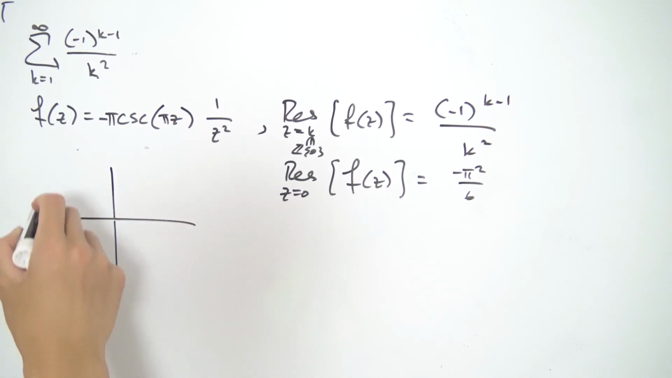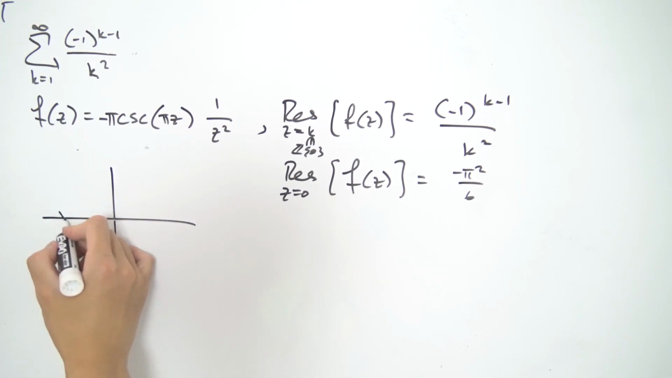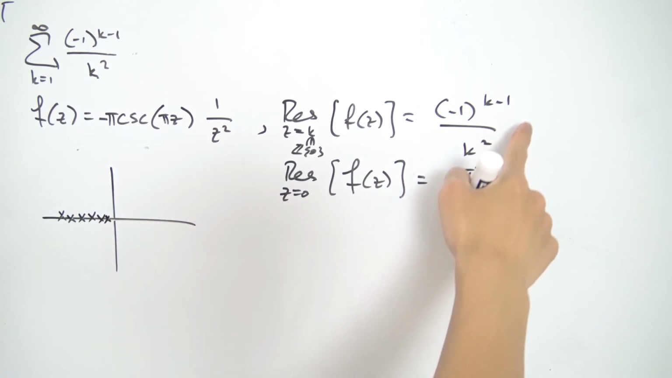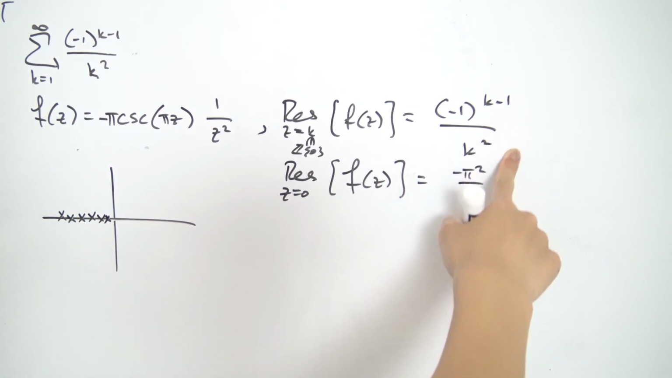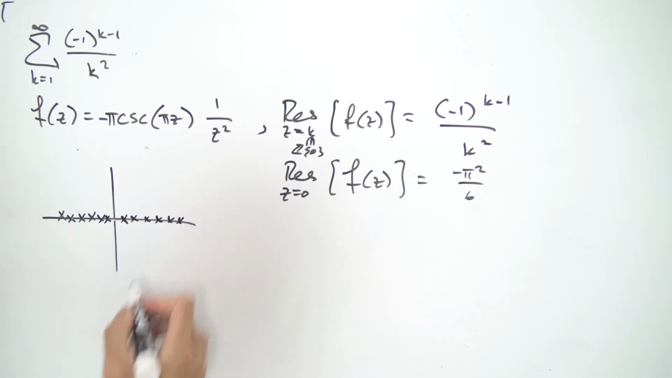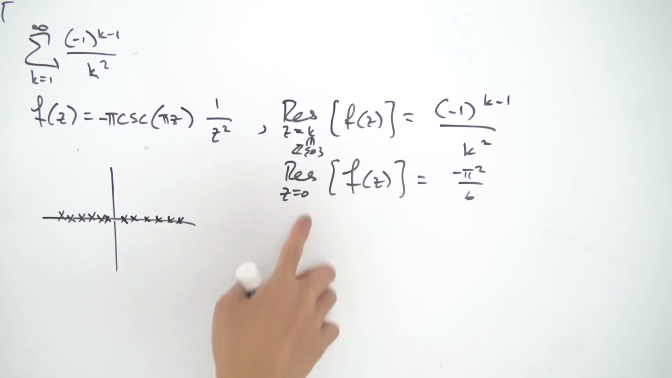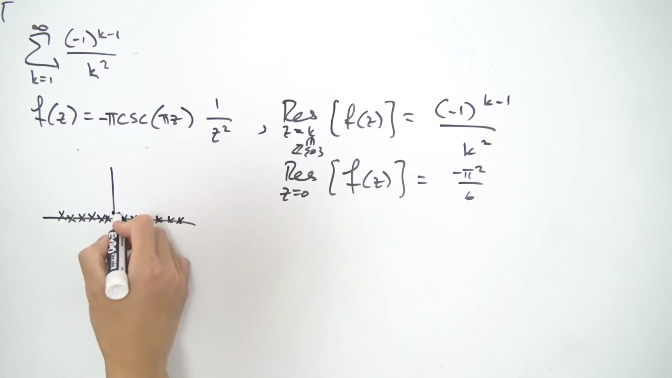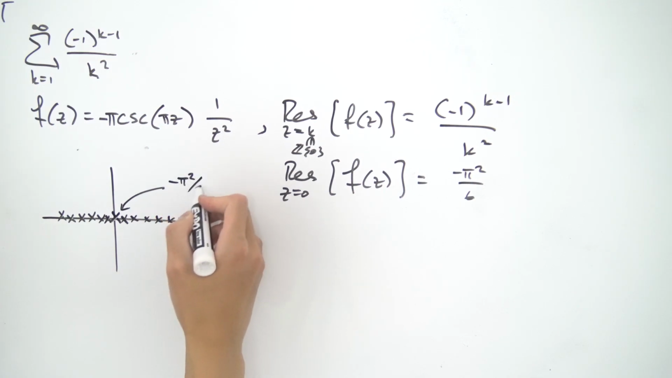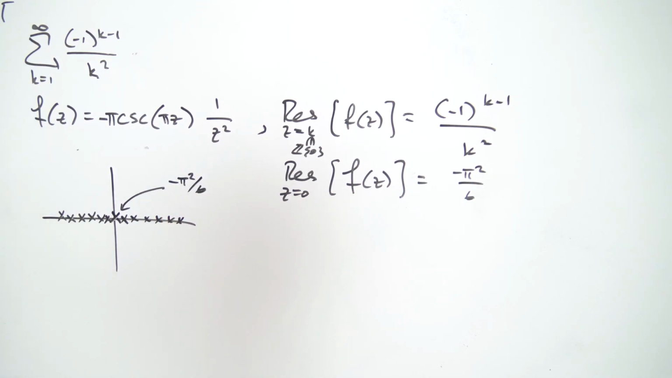So imagine this is the complex plane, and we've figured out all the values of the residues that are not 0. It's just going to be minus 1 to the k minus 1 over k squared. So those are all these residues over here. And we found the residue at z equals 0 as well, over here, and we found that to be minus pi squared over 6. And now we want to use Cauchy's residue theorem, so ideally we want to enclose all these poles.